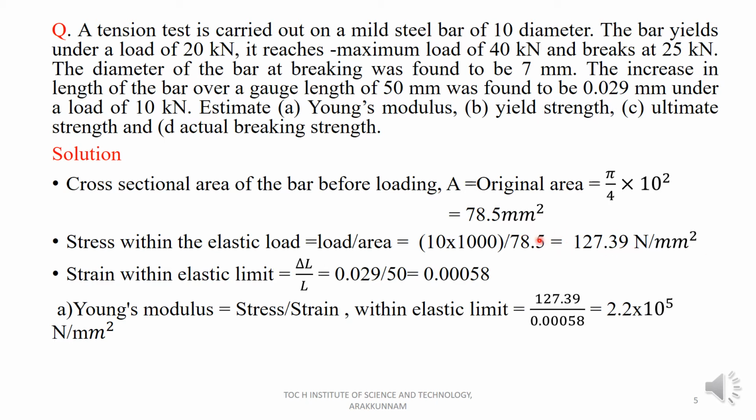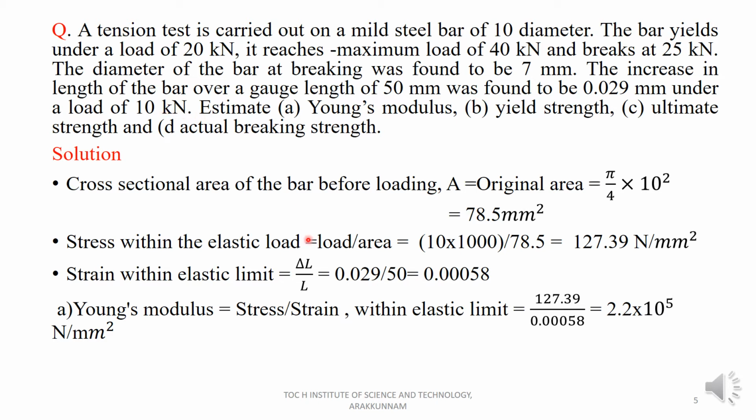We chose 10 kilonewton because this load is within the elastic limit. After 10 kilonewton, the load increases to 20 kilonewton. That is yielding. So at that point, the bar starts yielding. So we can choose this 10 kilonewton as a load within the elastic limit.